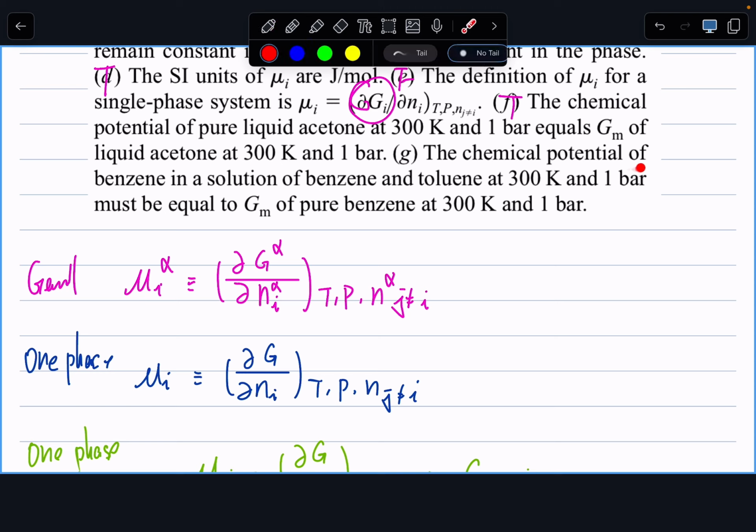And what about this one? The chemical potential of benzene in a solution of benzene and toluene at 300 K and 1 bar must equal the Gm of pure benzene at 300 K and 1 bar. So now this one is not true, right? We have a one-phase, multiple component system. The total Gibbs free energy doesn't equal the Gibbs free energy of specific substances in their pure form. So this one is false.